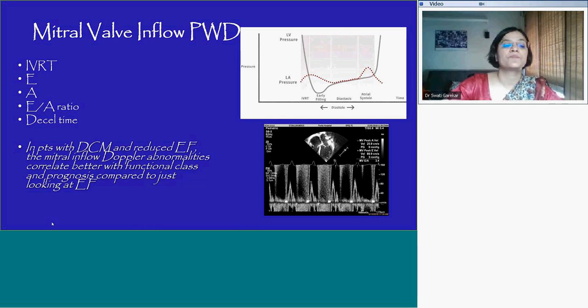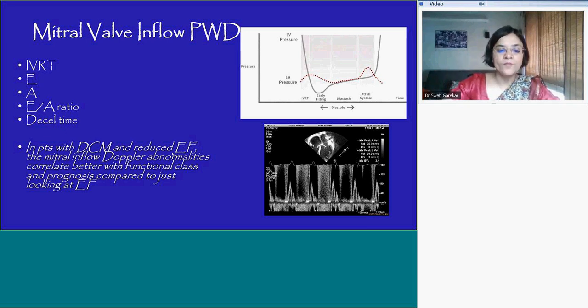Okay. So mitral valve inflow Doppler, we learned where to put the sample gate. Now the various waves, or what all we study: IVRT, E/A ratio, and the deceleration time.